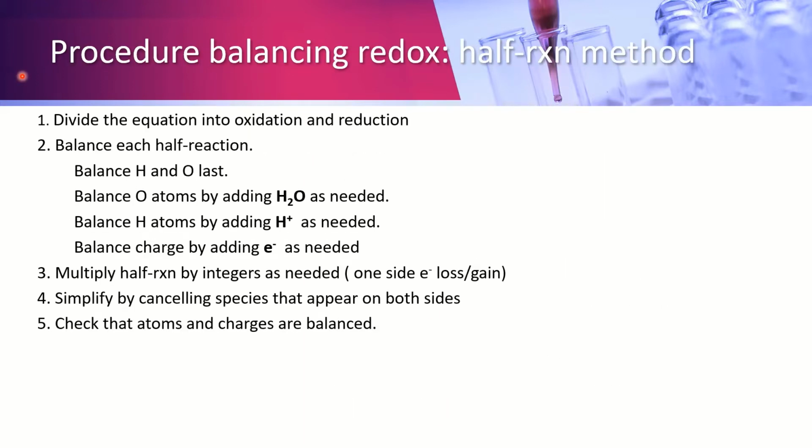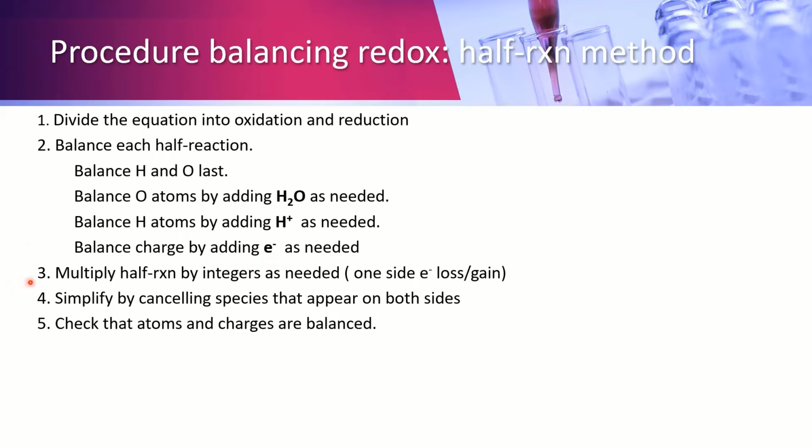Procedure in balancing redox by the half reaction method. Number 1, you divide the equation into oxidation and reduction. Number 2, balance each half reaction. You balance hydrogen and oxygen also. When you need to balance oxygen atoms, you add water. When you need to balance H atoms, you add H+. When you need to balance charges, you add electrons.